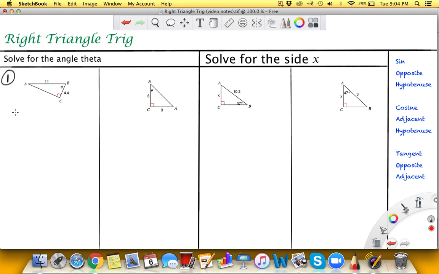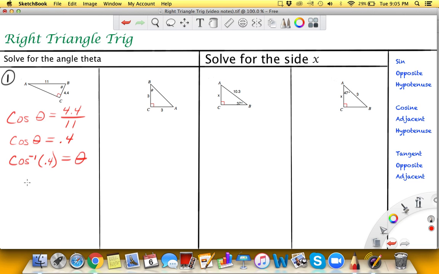So I'm going to start by saying the cosine of theta is equal to, we know cosine is adjacent over hypotenuse, so we have 4.4 over 11. Now, we have to find out what 4.4 divided by 11 is, and that's going to give us 4/10. From there we need to use the cosine inverse function because we are trying to find the measure of an angle. So I can say the cosine inverse of 4/10 is equal to my angle theta.